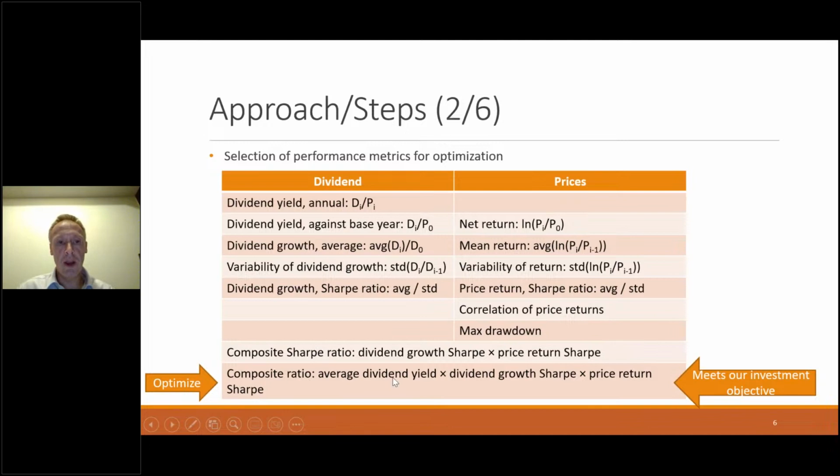And ultimately, I multiplied that ratio with the average dividend yield, because that meets my investment objective of maximizing the dividend yield, maximizing the dividend growth Sharpe, i.e. I wanted a steady, positive growth, and not a growth with high variability, and also wanted a positive price return, again where the standard deviation is quite low. So this composite, I called it a composite ratio, is the metric that I calculated for all the different stocks in the portfolio.